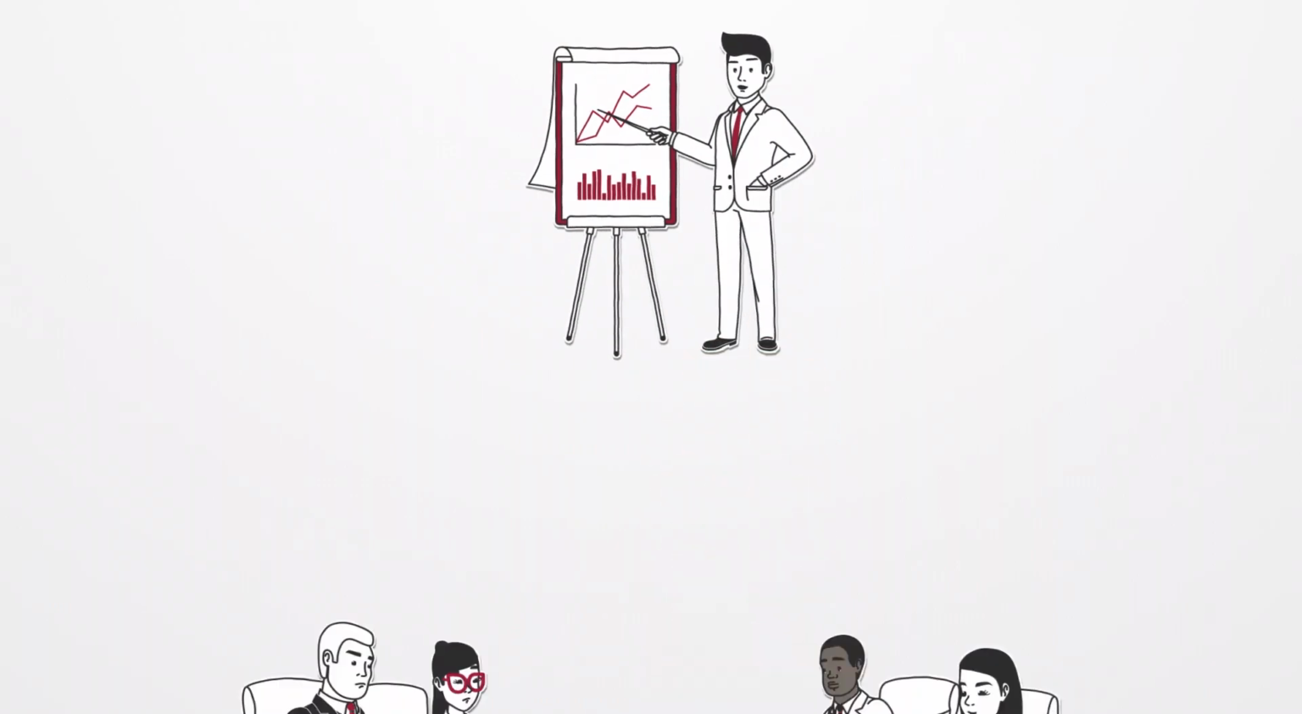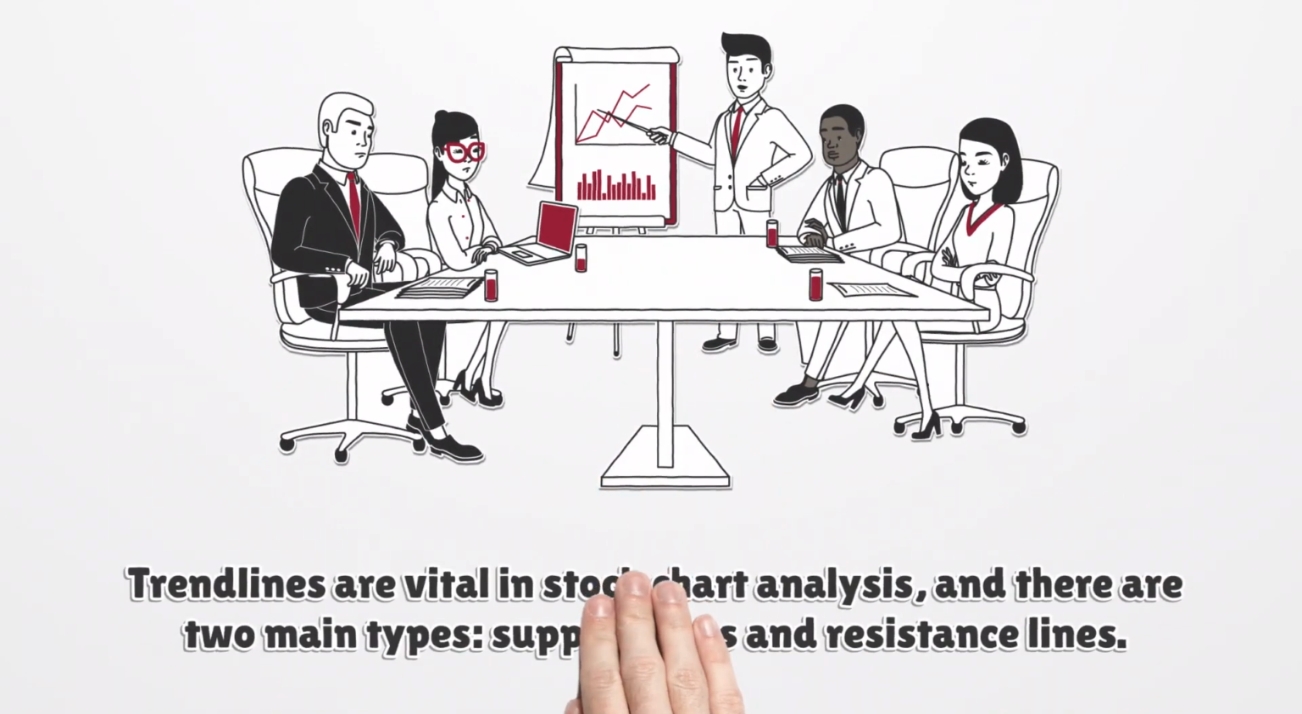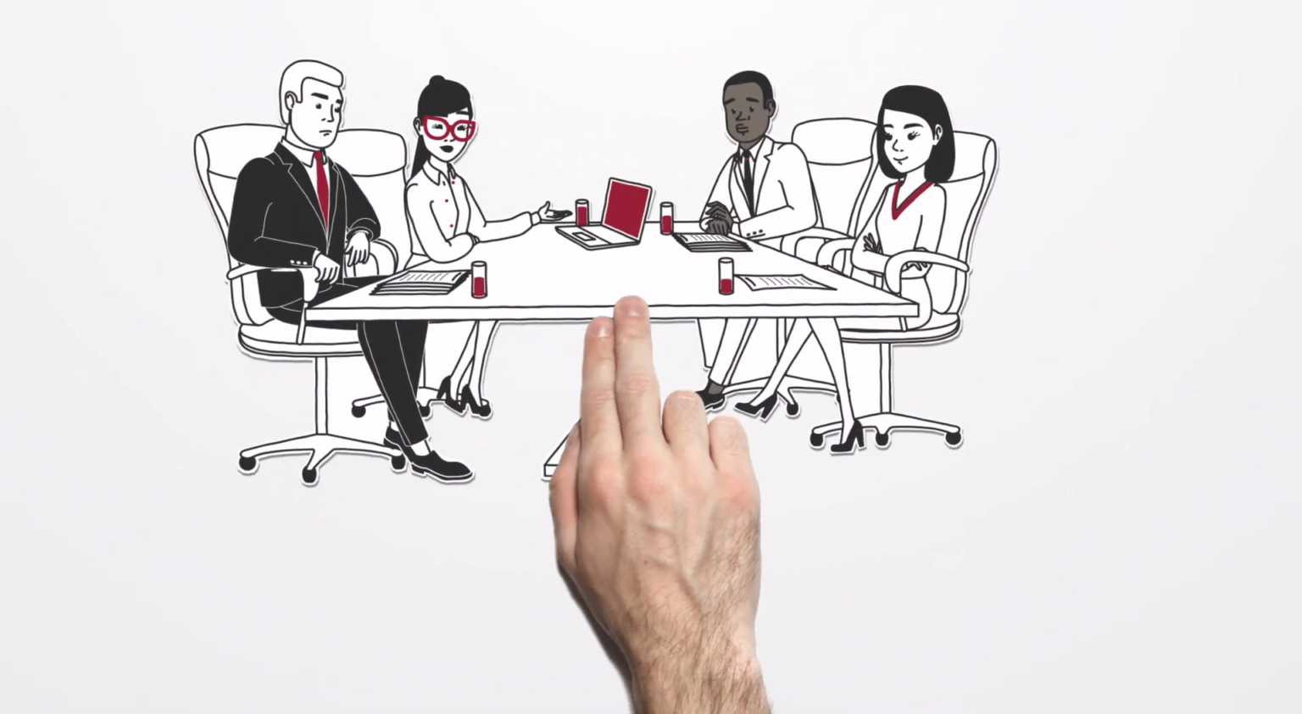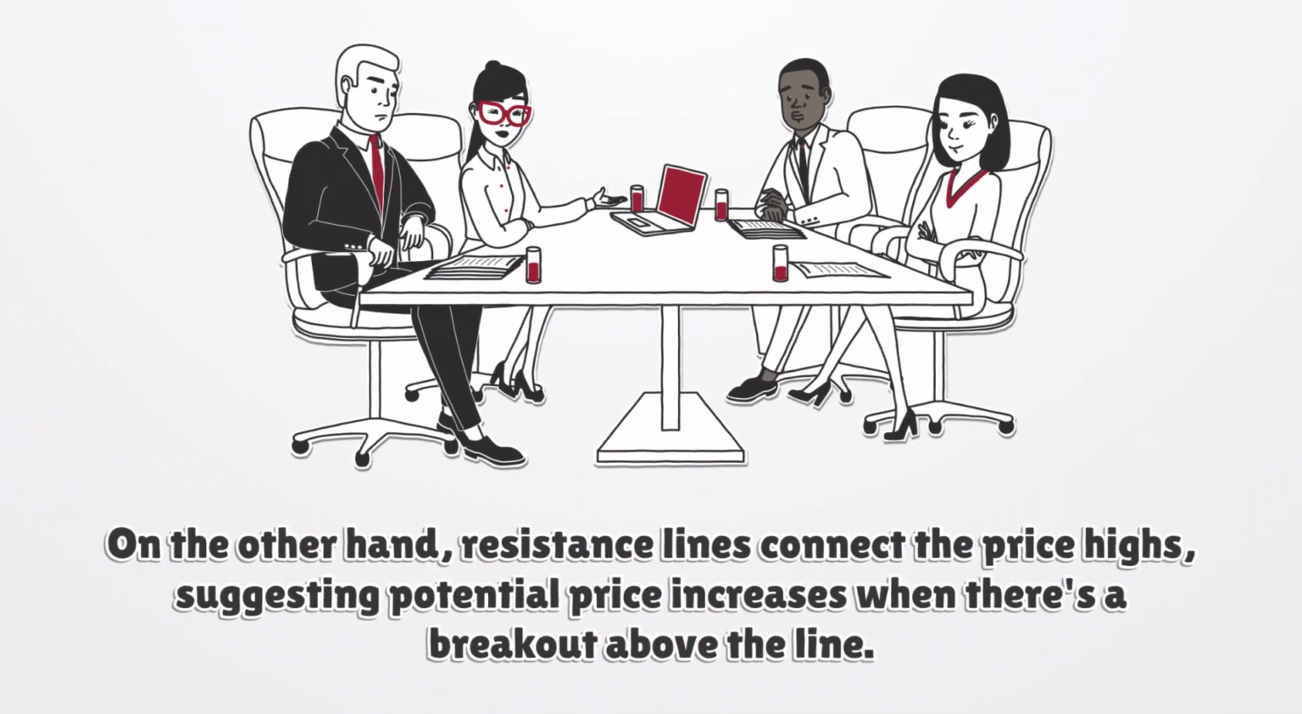Trend lines are vital in stock chart analysis, and there are two main types: support lines and resistance lines. Support lines connect the stock's price lows, indicating potential price decreases when there's a breakdown below the line. On the other hand, resistance lines connect the price highs, suggesting potential price increases when there's a breakout above the line.